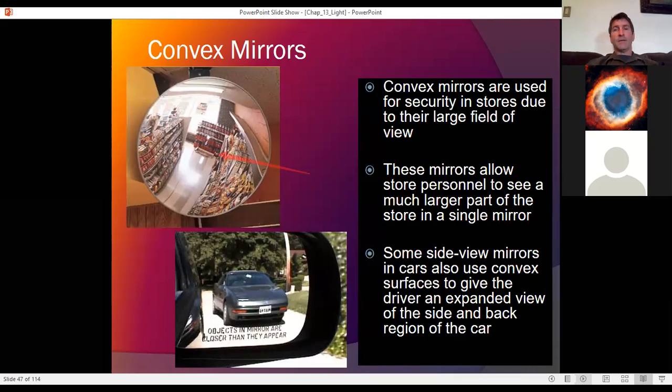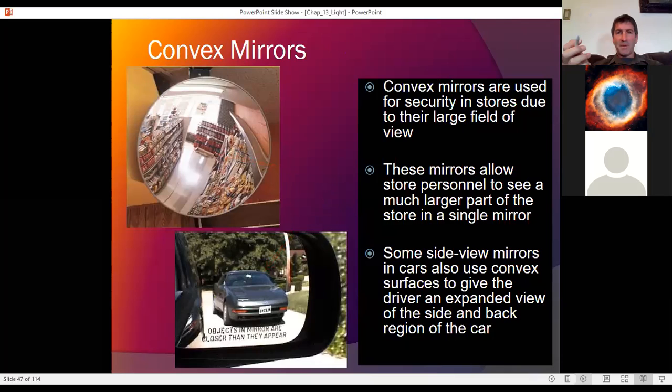You'll see these in stores to prevent shoplifting because it allows the viewer, whoever's working the register, whoever's at the store, to see a much larger part of the store than they'd otherwise be able to see. In driving, we use them on the side view mirrors because it reduces our blind spots. If we just used a flat mirror there, it'd really be hard to see on the right side view mirror everything that was coming up on the side of our car. But again, by making the images smaller, by compressing those images, we're able to see much more than we could.